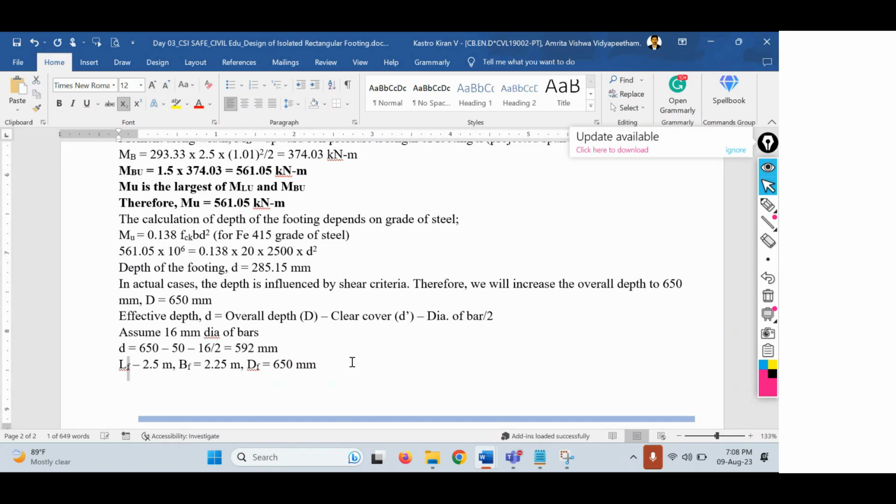In the next class, we are going to calculate the reinforcement requirements. Once we calculate the reinforcement requirements, then we will calculate the one-way shear and two-way shear, and check whether this 650 depth is safe in shear criteria also or not. If it is not safe in shear criteria, then we have to increase. If it is over safe, then we have to reduce it a little. If it is exactly the same, then we don't need to change any of this. That we'll see in the next session, once we do the shear criteria check.